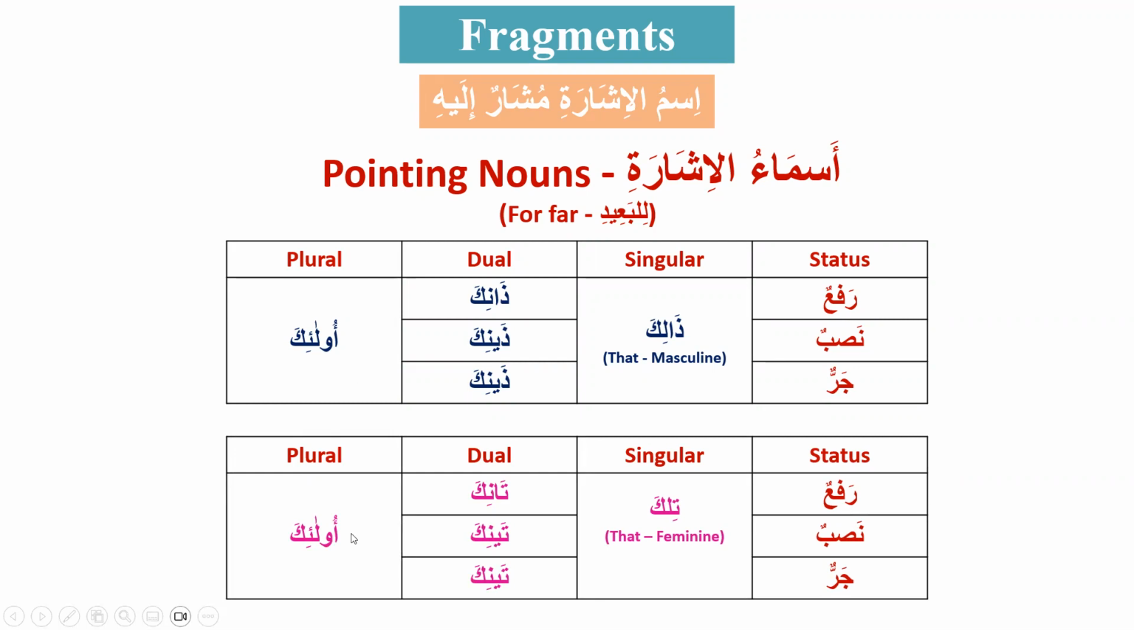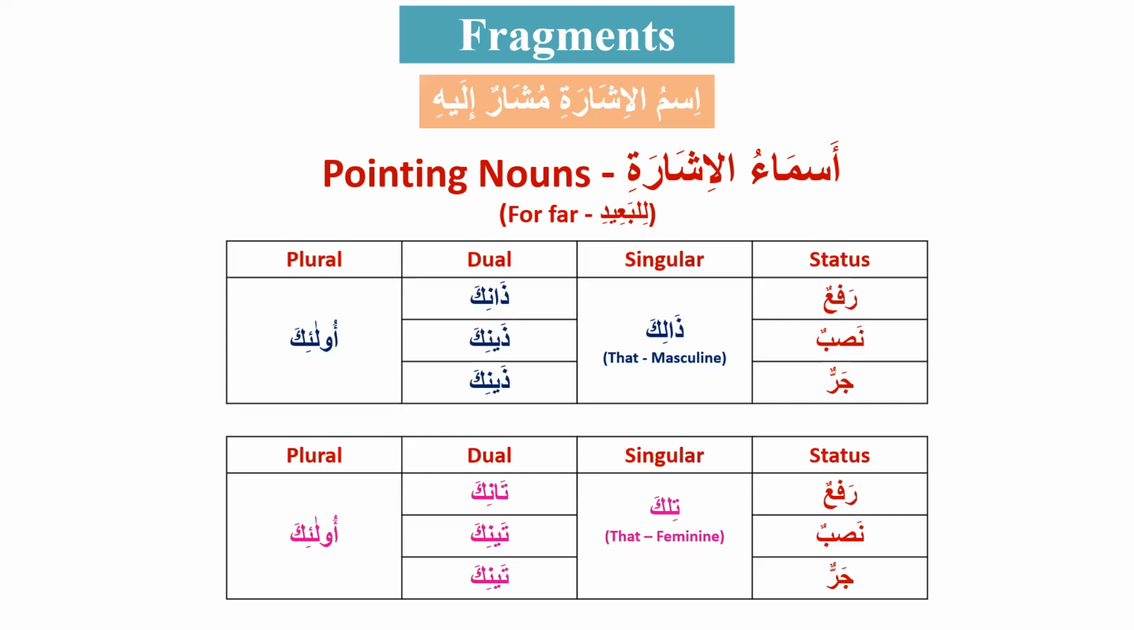The plural is the same. Haulai, both for masculine and feminine. Similarly, Ulaika for masculine and feminine, for pointing at them when they are far. So for near, we have two tables, and for far, we have two tables. And you should memorize all of them. They are used in Quran very often. So we should memorize them if we want to learn Quran.